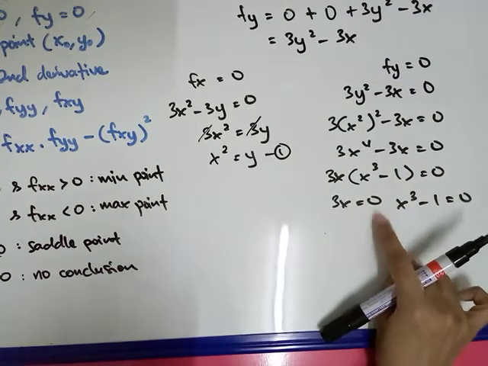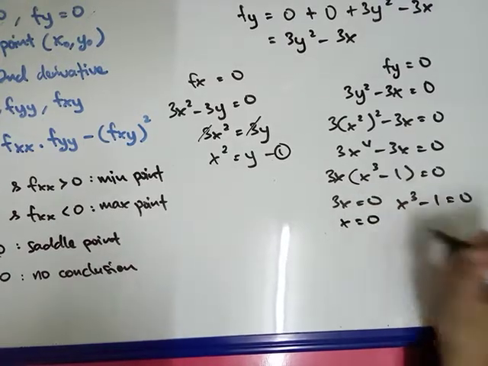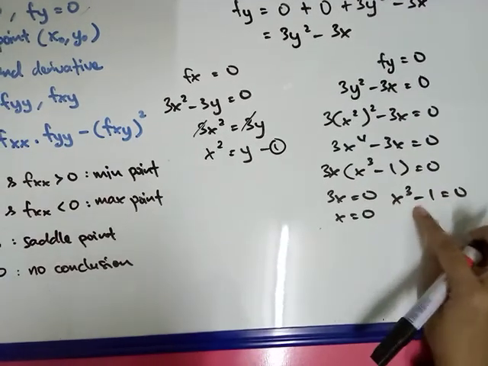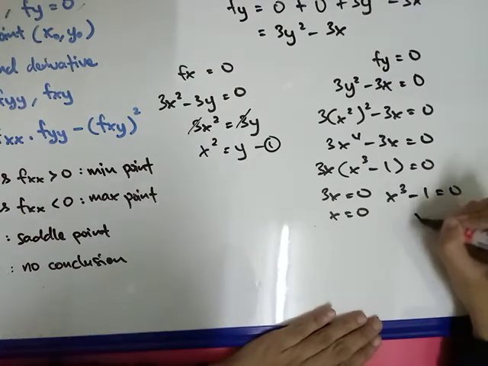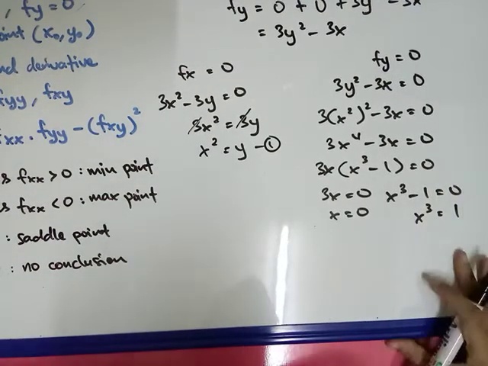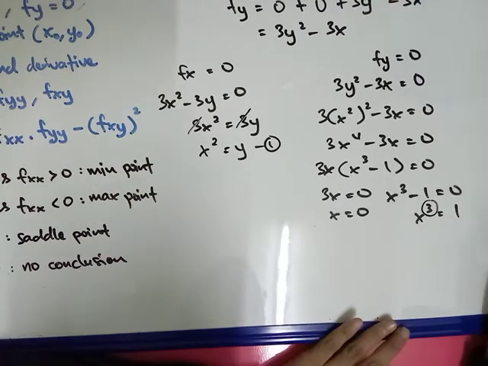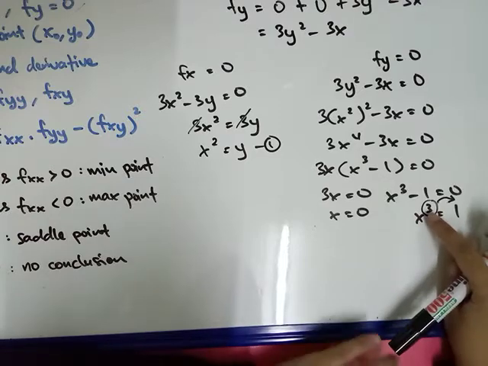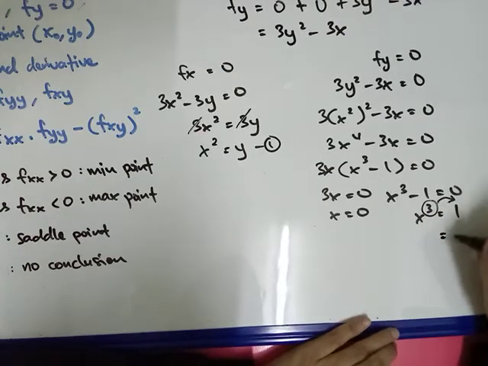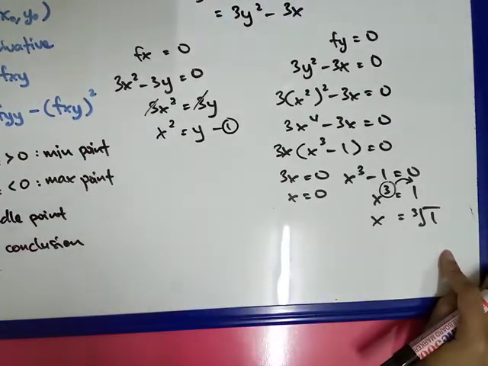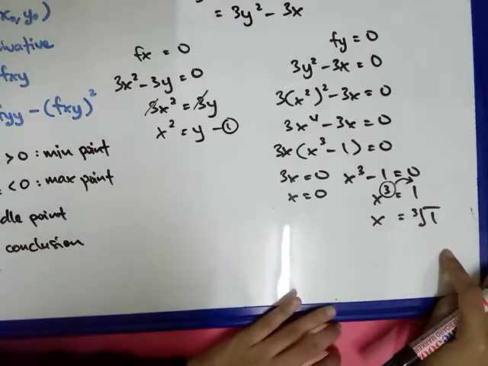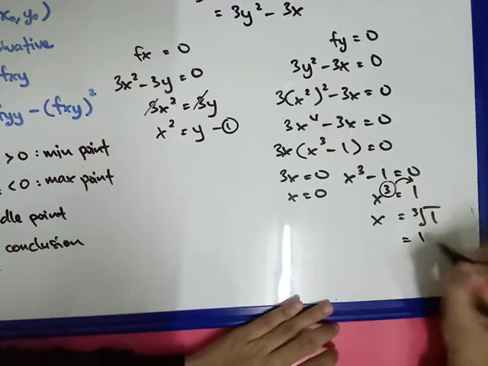Okay, equals 0. So x, this one equals 0. x cubed minus 1, negative 1 move to the right, you will get positive 1. Okay, and then cube power 3 move to the right. We need to solve for x. So cube power 3 move to the right will become cube root. So cube root equals to 1.